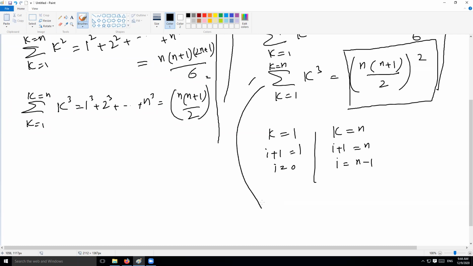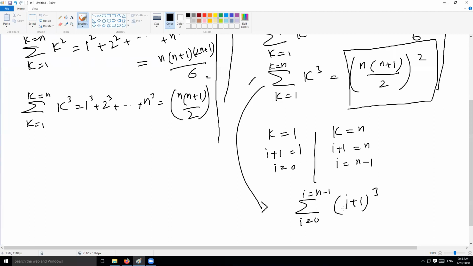So now you can rewrite this entire expression: the i starts from 0 and goes up to n minus 1, and you also have to replace your k here. So you're going to have i plus 1 and its cube. It's really the same sum, the sum is not changing. You substitute i equal to 0, you get 1 cube. You substitute i equal to 1, you get 2 cube. You substitute i equal to n minus 1, you get n cube. The sum is the same, but the representations are different.